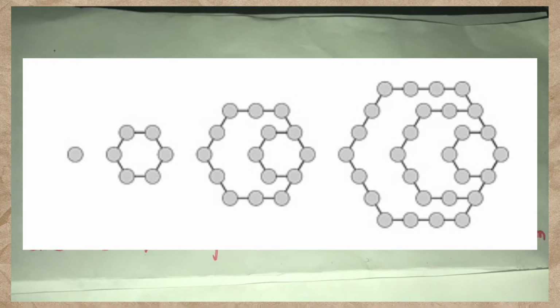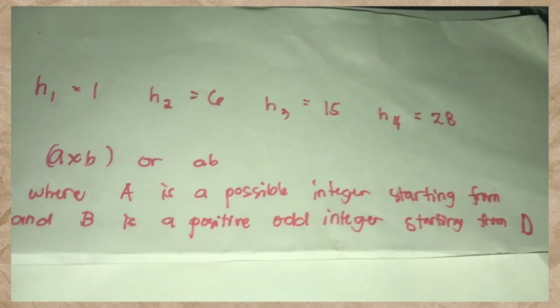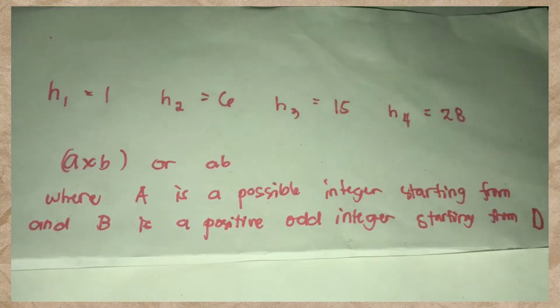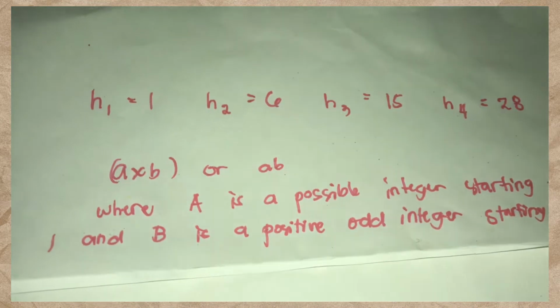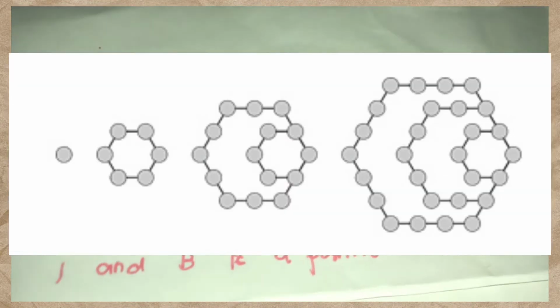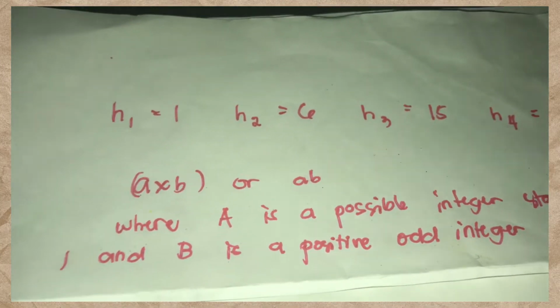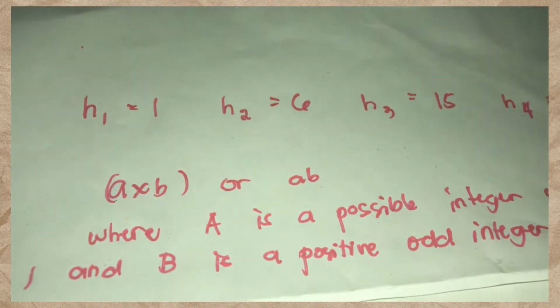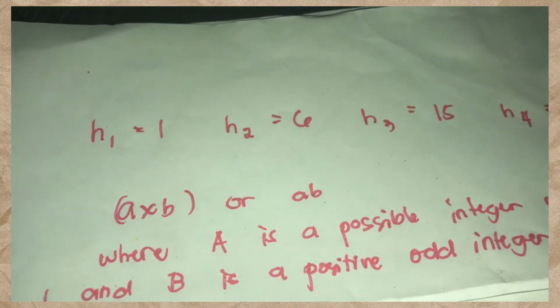Hello, so today I'm going to explain how I was able to predict or obtain the next number of dots on each hexagonal pattern shown in the picture. Based on my calculation, I have found or predicted the following number of dots.